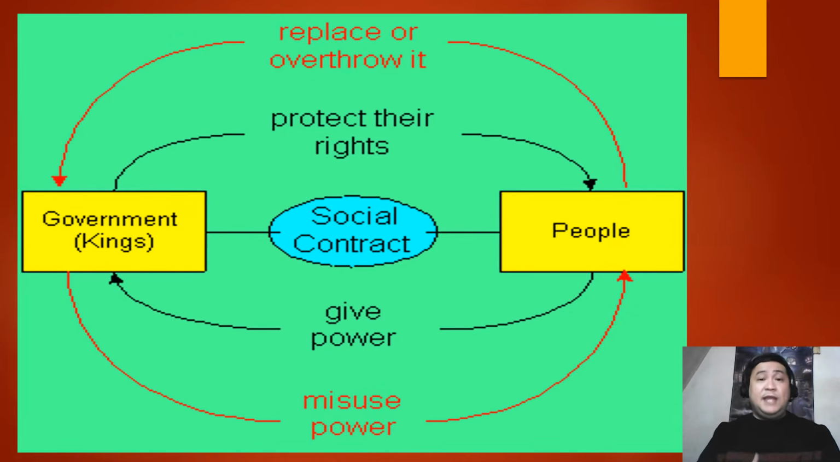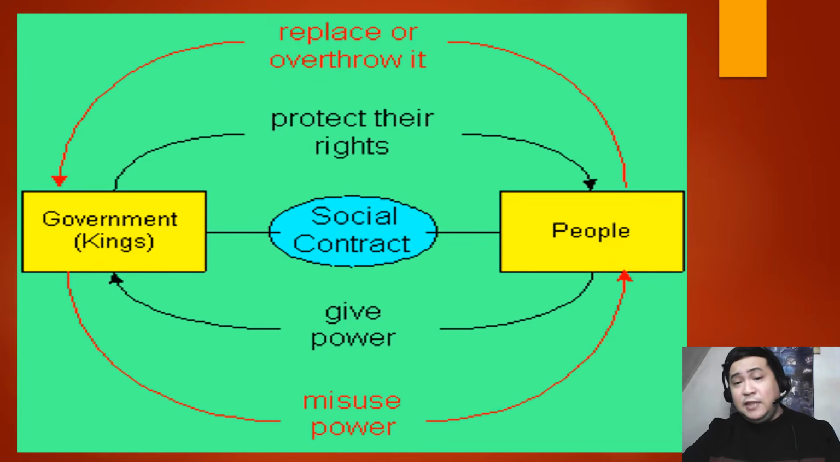So tandaan nyo yan, ang kapangyarihan, anumang kapangyarihan meron ng namumuno sa pamahalaan, galing yon sa taong bayan. Kasi ang nagluklok sa pwesto o sa posisyon sa pamahalaan ay ang mga taong bayan. Kung wala ang mga taong bayan, wala silang kapangyarihan. Anumang kapangyarihan meron sila dahil yon sa taong bayan.